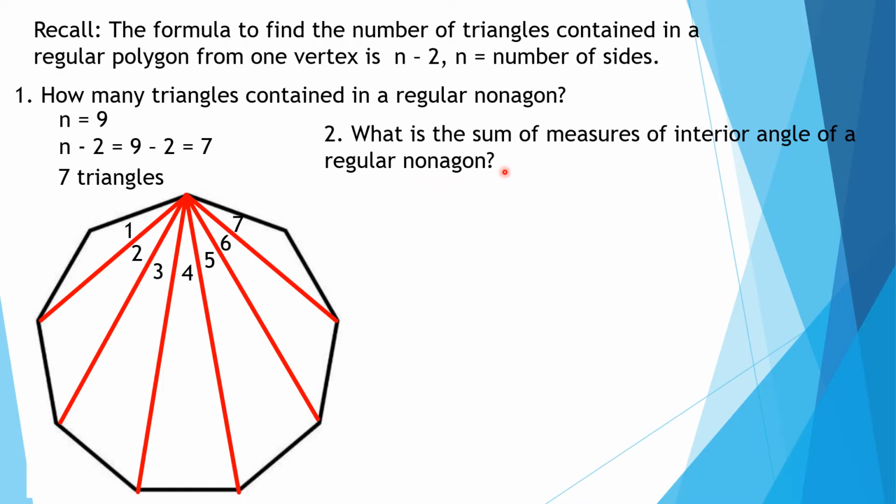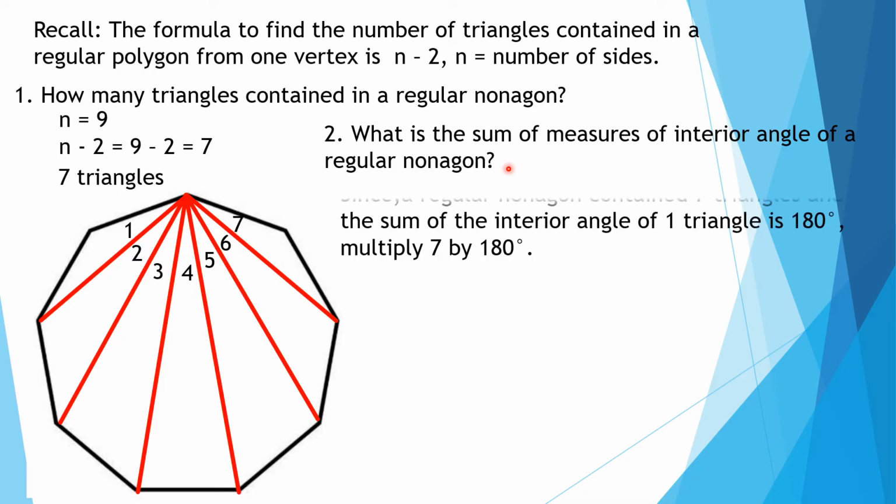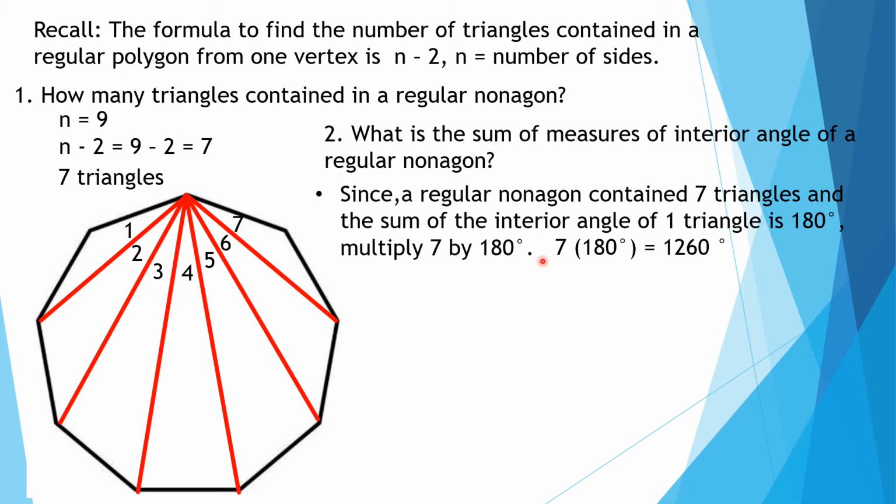What is the sum of the measures of the interior angles of a regular nonagon? Since a regular nonagon contains 7 triangles, and the sum of the interior angles of one triangle is 180 degrees, multiply 7 by 180 degrees. 7 times 180 degrees is equal to 1260 degrees. The sum of the measures of the interior angles of a triangle is 180 degrees.